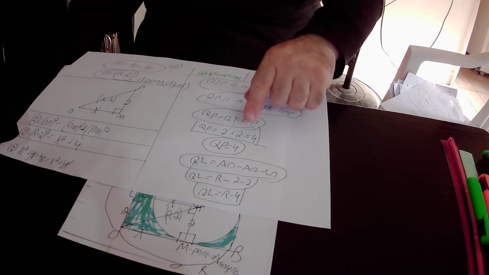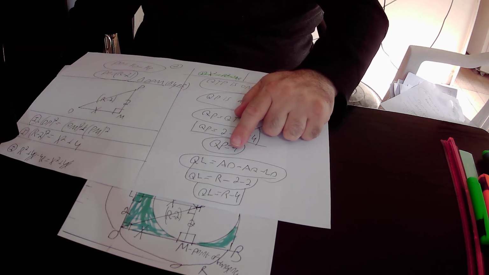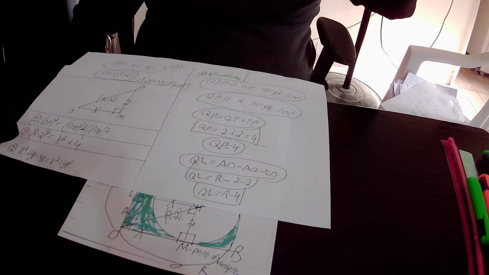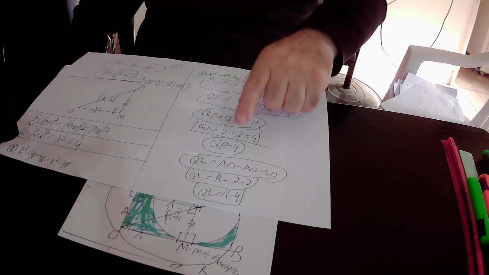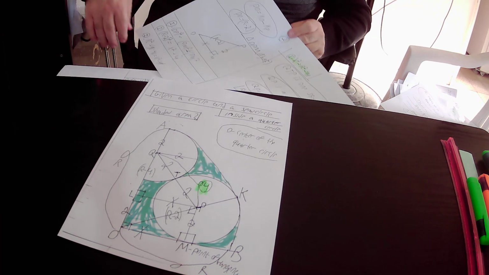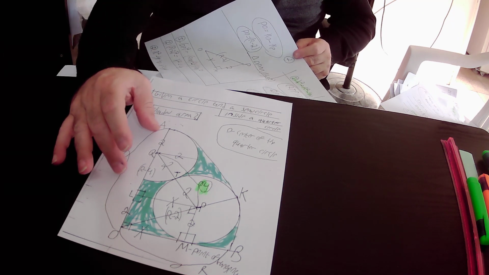So in conclusion, we found out that QL equals capital R minus 2 minus 2. Minus 2 minus 2 is minus 4. Therefore, we found in conclusion that QL equals capital R minus 4.